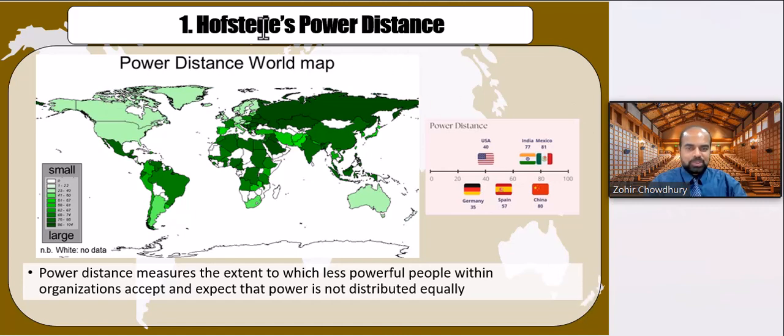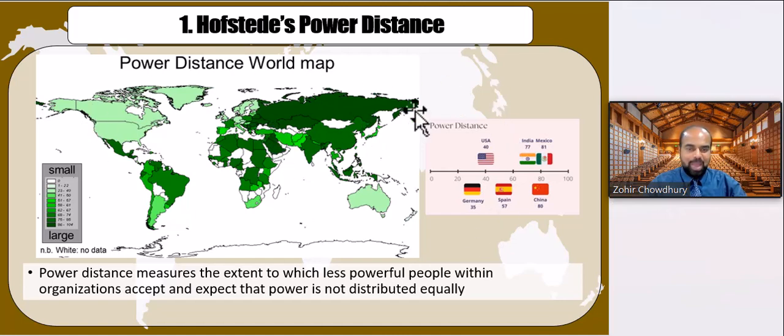Hofstede's first dimension is power distance. Power distance measures the extent to which less powerful people within organizations accept and expect that power is not distributed equally. This is exhibited, for example, in the relationship between subordinates and superiors, children and parents, youths and elders. Countries with high power distance are characterized by unequal distribution of income, authoritarian leadership, and hierarchical structure, while countries with low power distance demonstrate an equal distribution of income, power, and more pluralistic leadership.